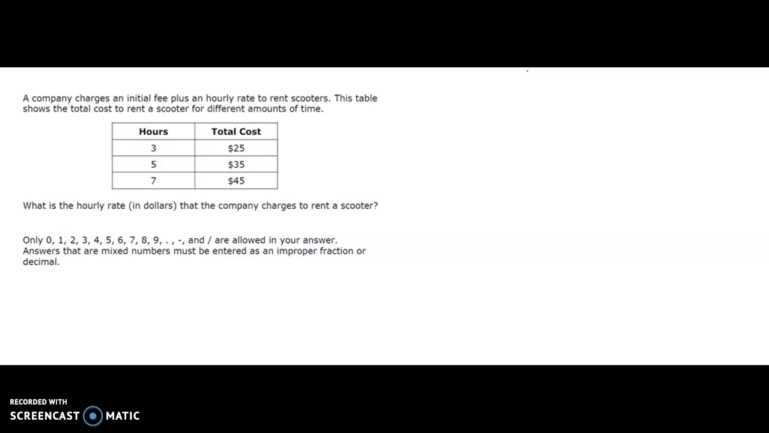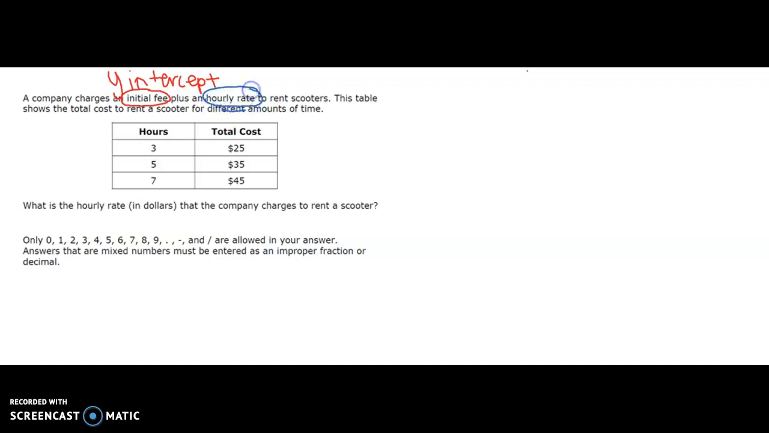So a good strategy here is to always reread the problem and maybe try to identify important words that we may recognize. A company charges an initial fee. What does the word initial represent? Here, initial is going to represent our y-intercept, the starting amount. Okay, so we know that initial fee is talking about the y-intercept plus an hourly rate.